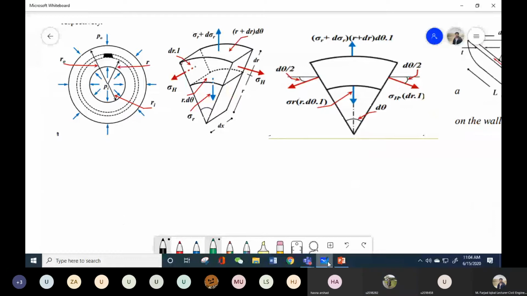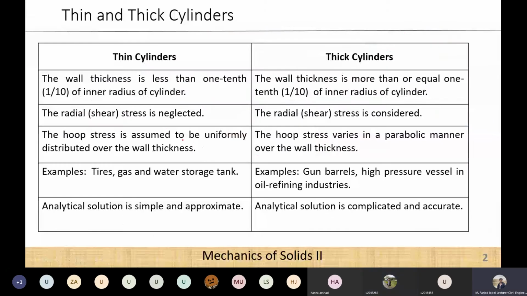So the hoop stresses, if this is the cylinder, and this is the wall thickness. In the case of thin cylinder, usually the wall thickness was very small, and that is why it was assumed that the hoop stresses are uniformly distributed over the thickness, because even if you calculate the hoop stresses at different points on the thickness of the cylinder, the mathematical value won't be much different at different locations.